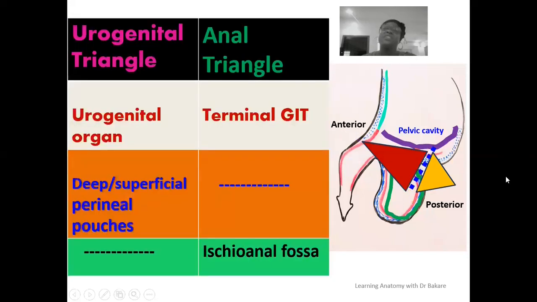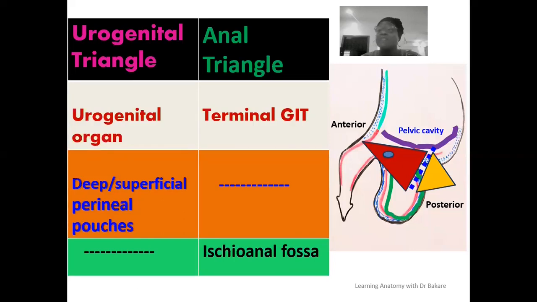So also going further on the differences between the urogenital triangle and also the anal triangle. If you look at the urogenital triangle at the front, you see that within it, we have the urethra, and this is what is highlighted here in blue. So the opening of the urethra is seen within the urogenital triangle that is anteriorly placed.